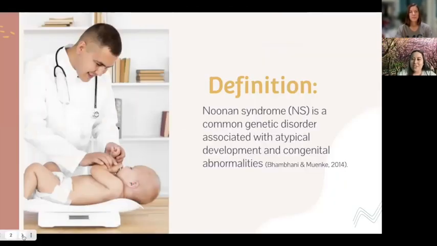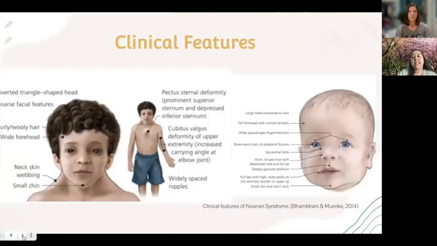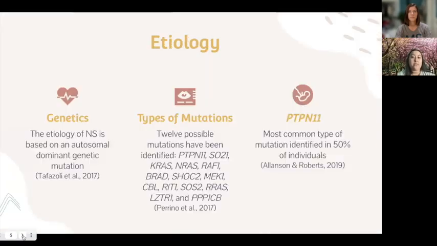So a brief definition of Noonan syndrome is that it is a common genetic disorder associated with atypical development and congenital abnormalities. Some of the most common symptoms of Noonan syndrome are facial dysmorphology, short stature, and cardiac abnormalities. In our next slide, we have a picture to give you a visual of what an individual with Noonan syndrome typically looks like. So you can see the webbed neck here, as well as the forehead and the slanted eyes. This is just to give you an idea of what these individuals can present with.